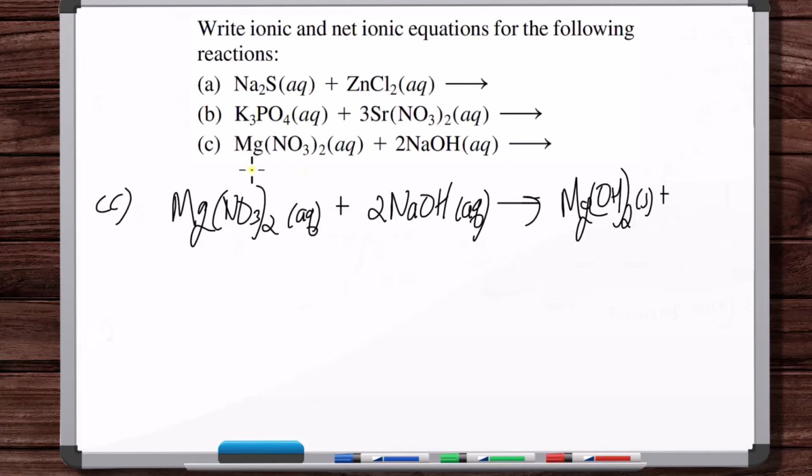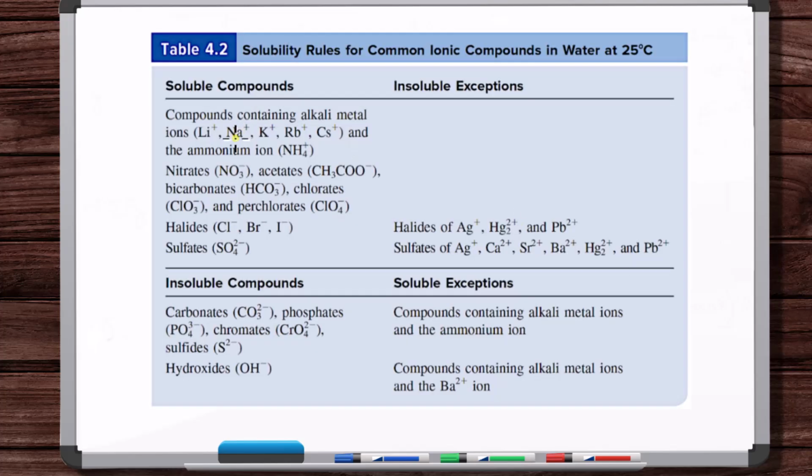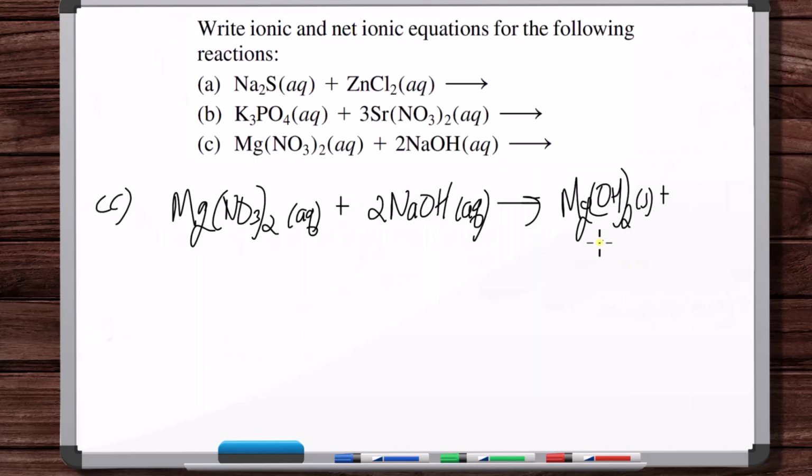And then the sodium nitrate, that's going to be soluble. All sodium ionic compounds are soluble. So NaNO3 aqueous. Now we need to balance this. Magnesium on the left, magnesium on the right. Put a 2 here to balance the nitrates. Sodiums are balanced. The hydroxides are balanced. So there's the molecular equation.